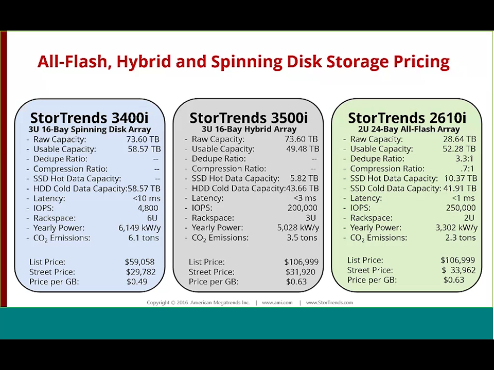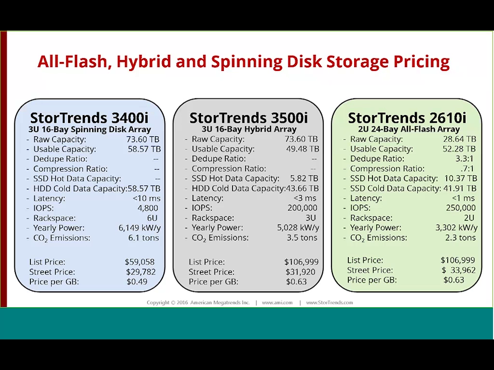Most of the use cases that we see from our end customers, if they're in a virtualized environment, meaning they're running VMware or Hyper-V or Citrix on their servers, they're going to see around a 4 to 1. So what does that mean? That means we can take a 1 terabyte drive and put 4 terabytes of data onto that 1 terabyte drive. It's a 4 to 1 ratio. Now, the SSD hot data in this configuration is 10.37 terabytes.